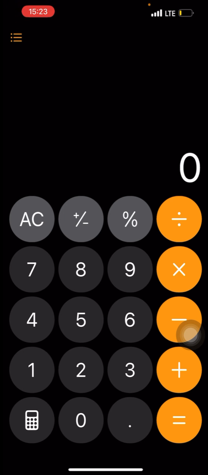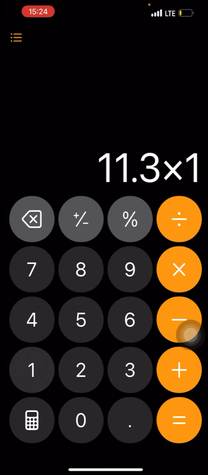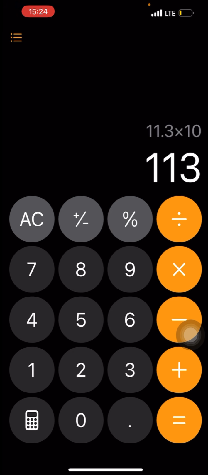So every trade I'll be making 11.3 as profit. So if I'm able to initiate 10 trades, I'm making 113 USDT on a $100 account every day. I'm making 113 profit every day.